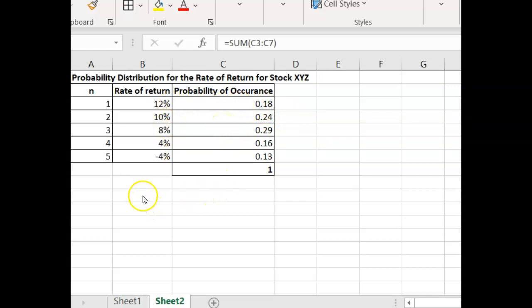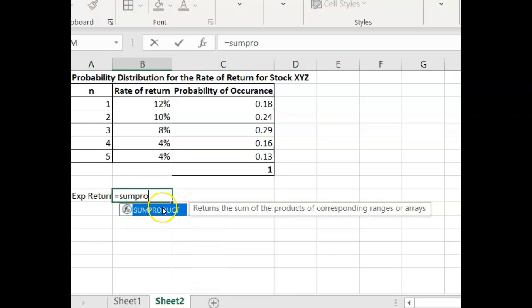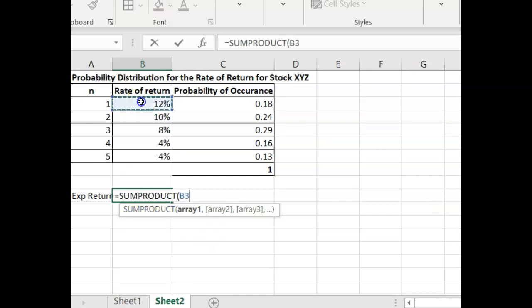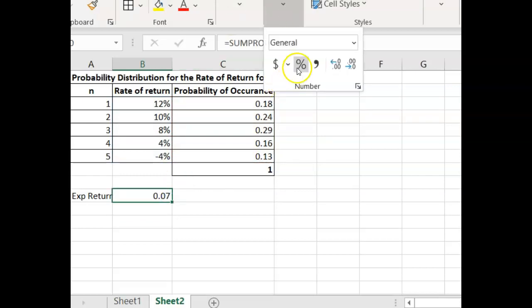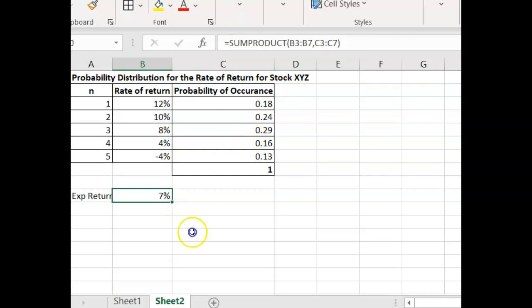So if we're using equation number 3 to help us get the expected return for the stock of XYZ, we are simply going to use equation 3, and in Excel that means we're going to use the sum product of the rates of return with their respective probabilities, and that should give you the expected return for this stock of XYZ, which is equal to 7%. This is the mean of the probability distribution for the rate of return on stock XYZ.